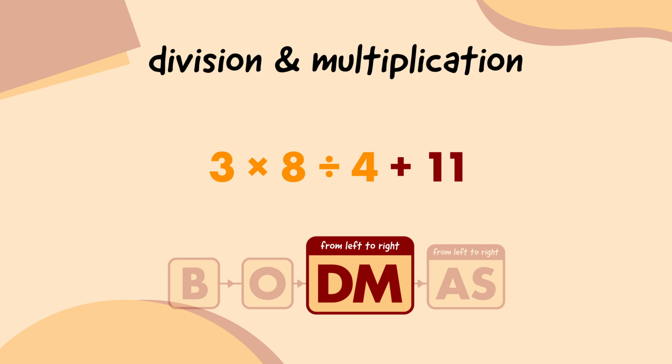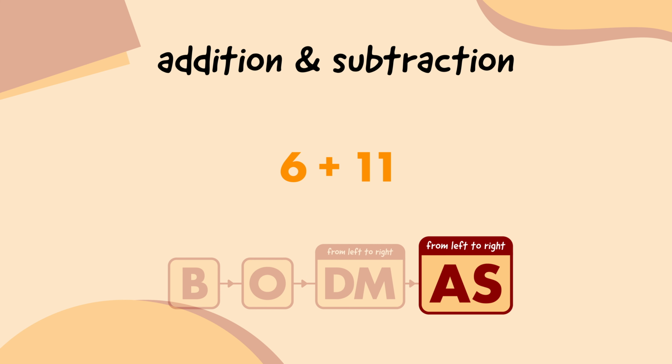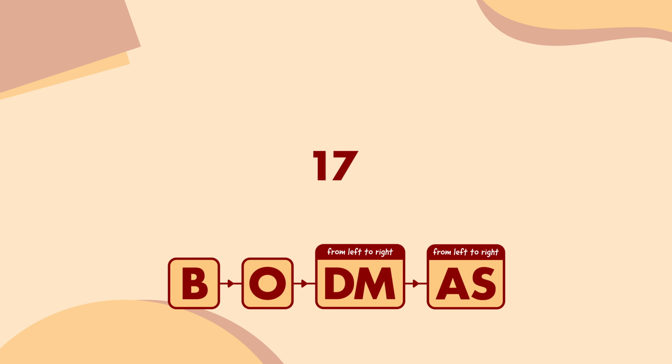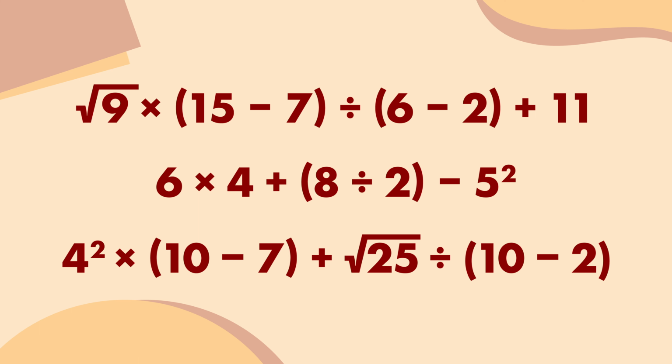Now let's do DM, division and multiplication, which we do from left to right. 3 multiplied by 8 is equal to 24, and 24 divided by 4 is equal to 6. Finally, we'll do AS, addition and subtraction. I'll do 6 plus 11, which is equal to 17. Excellent, Will. You made light work of that. Nice. I'm starting to get the hang of this. Once we know the order of operations, we can use them to solve scary looking equations like these one step at a time to find the correct answer.